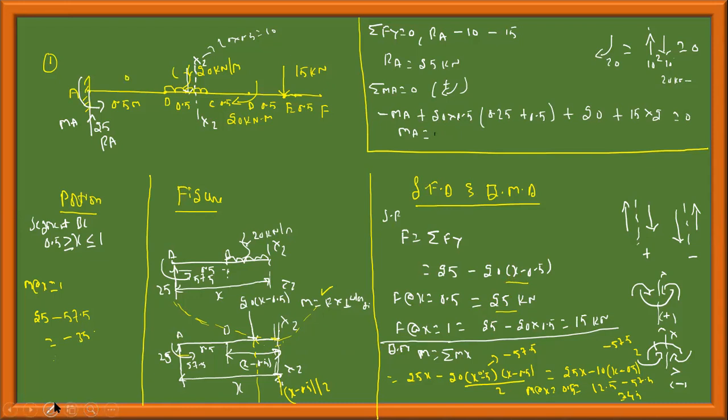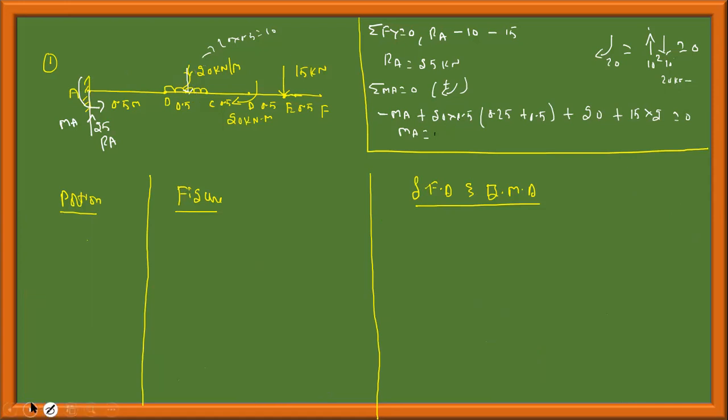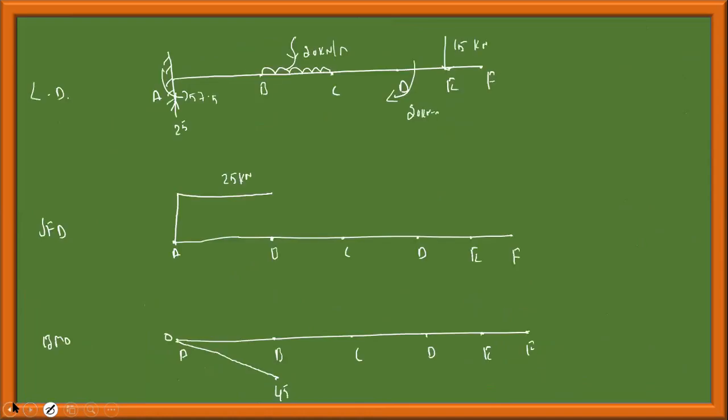Shear force should be 25 kilonewton. Let me write. Shear force at x is equal to 0.5 is 25 kilonewton. X is equal to 1 is 15 kilonewton. At x is equal to 0.5, this is 25 kilonewton only. At x is equal to 1, it is equal to 15 kilonewton. Since this is linear, it should drop like this, from 25 to 15 kilonewton. Okay.